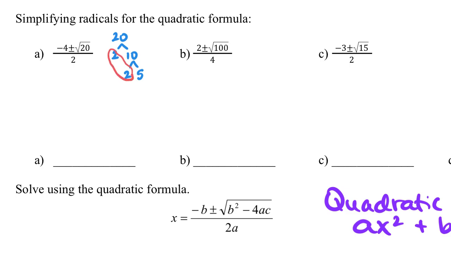2 times 2 is 4, and the square root of 4 is just 2. So I found that perfect square. Whatever is not paired up goes under a separate radical. And so the square root of 20 is the same thing as 2 square root 5.